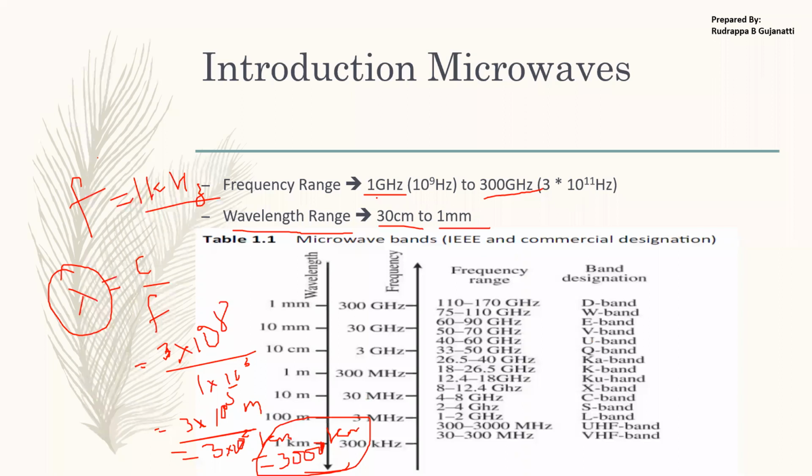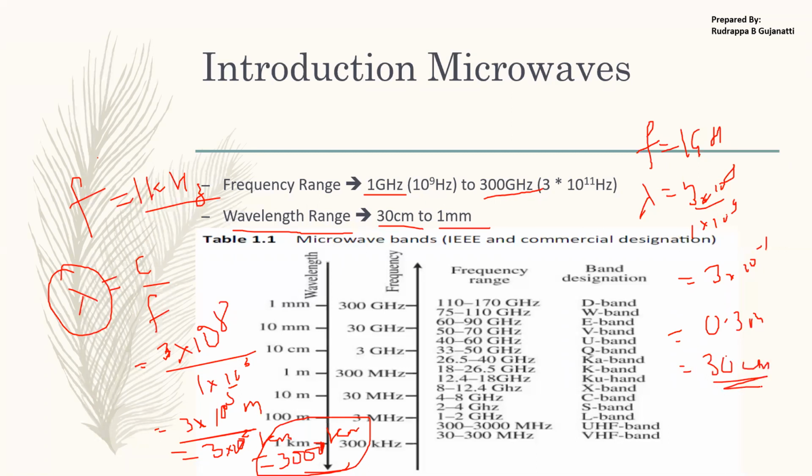But if you go in terms of gigahertz, say if f is 1 gigahertz, then lambda is given by 3 into 10 raised to 8 divided by 1 into 10 raised to 9, which is actually 3 into 10 raised to minus 1, which is nothing but 0.3 meters. When you specify it, it is nothing but 30 centimeters. So where is 30 centimeters and where is 300 kilometers?